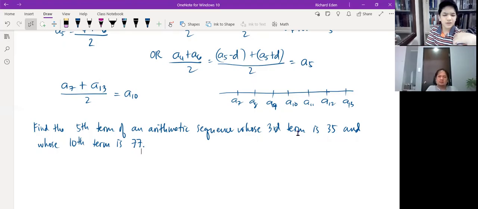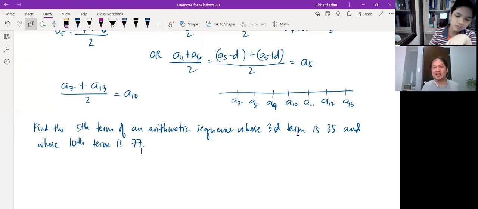My 10th term is 77. So 10th term minus third term is 7D. 77 minus 35 is 42. So 7D is equal to 42. D is equal to 6. So fifth term is third term plus 2D. So if the D is 6, then 2D is 12. 35 plus 12 is 47. Yes, that's it, 47. All right.